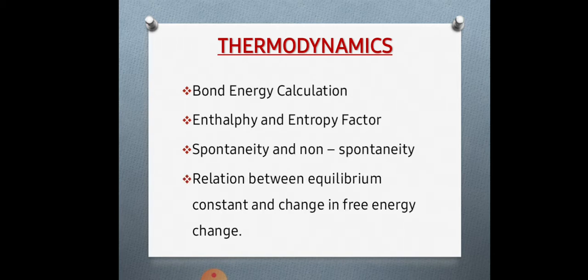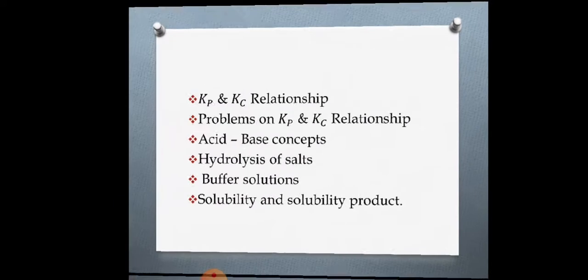Then the fourth one is the relation between equilibrium constant and change in Gibbs free energy. So free energy change, or you can also call it the change in Gibbs free energy, the relationship between equilibrium constant K and delta G. Then the next chapter is the equilibrium chapter.